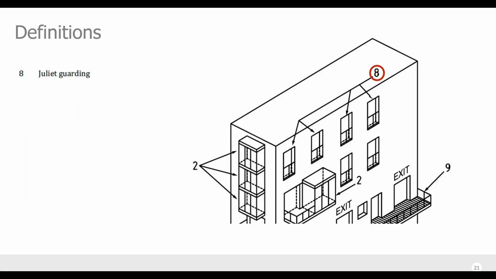So here's an illustration of the concept of Juliet guarding. Again, the standard having defined balcony could not really call these Juliet balconies and therefore coins the term Juliet guarding. Next slide, please.